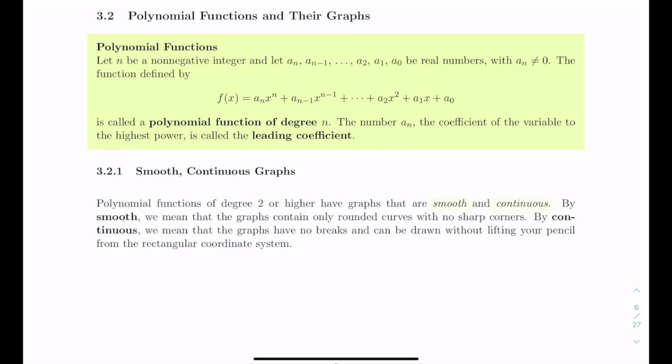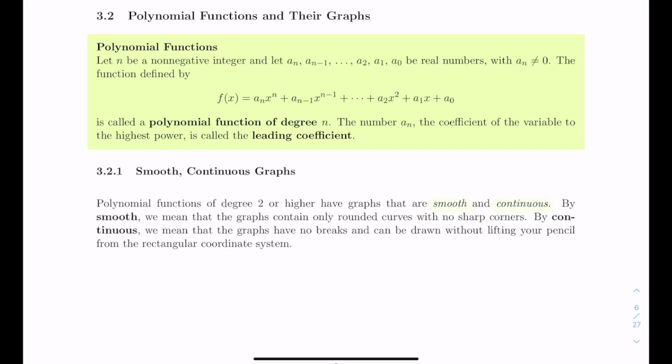We let n be a non-negative integer, and we let a sub n down to a sub 0 be real numbers, where a sub n is not equal to 0. And so the function will look something of the sort f of x equals a sub n x to the n plus a sub n minus 1 x to the n minus 1, all the way down until a sub 2 x squared plus a sub 1 x plus a sub 0. That's a polynomial function of degree n.